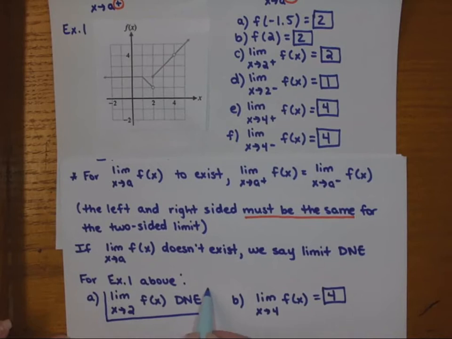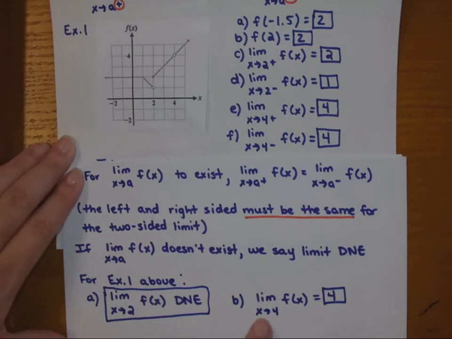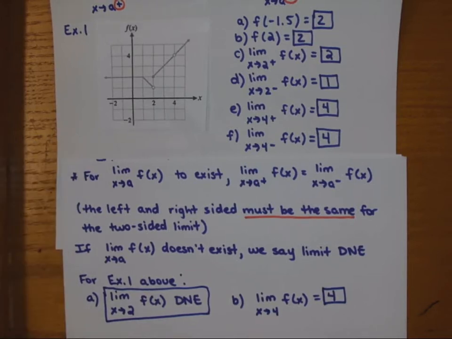Okay, so I'm going to circle this whole thing. This is the phrase you would say. You would say the limit as x approaches 2 of f of x does not exist at all. The limit as x approaches 4 of f of x does exist, and the answer to it is 4.